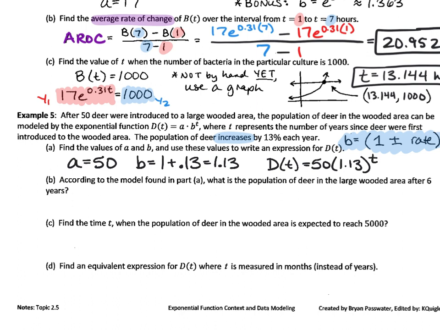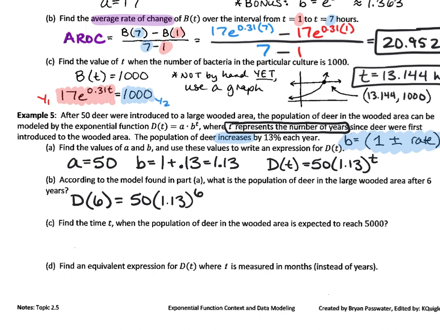Part B asks you to use the model found in Part A. What is the population of deer in the wooded area after 6 years? Well, years is how I'm measuring time, so all I need to do is plug in 6 for time. I know that T is time. It literally says number of years. If it had said months, we'd have to do something different and convert that. But we're just doing 50 times 1.13 raised to the 6th power.